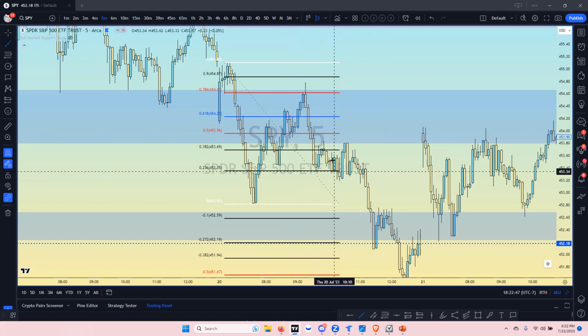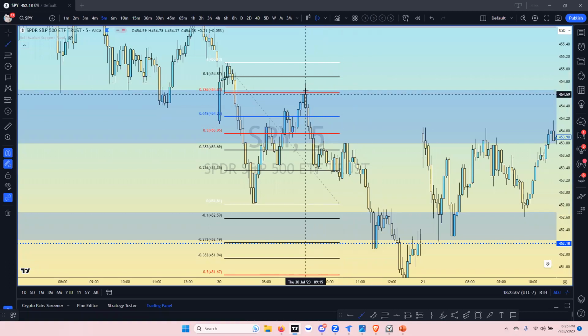And I would have had to sit through some chop, and I might have actually been stopped out. But then it just continues on, right? Again, these 0.382, 0.236 levels, this bear flagging in between these two levels, that's just adding confidence to my short trade, right? So this Fibonacci gives you two entries to go short.